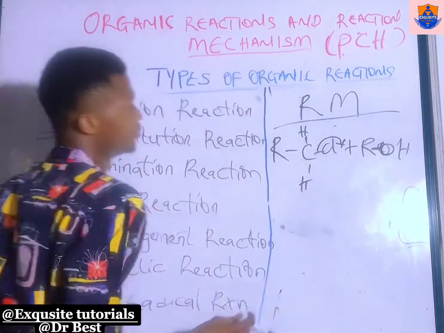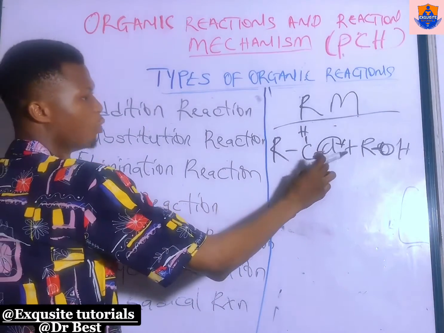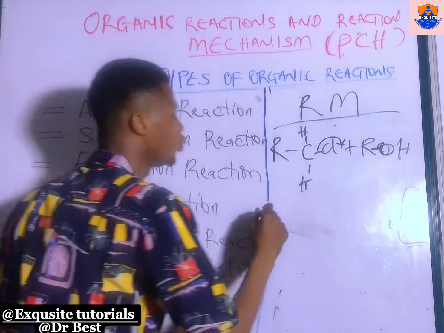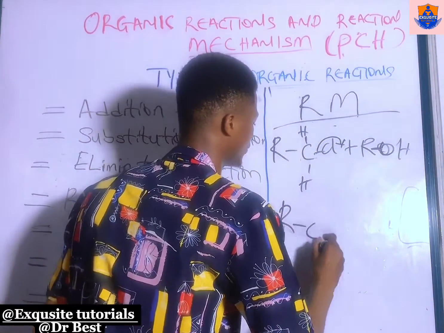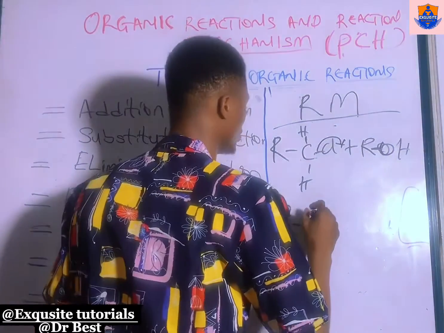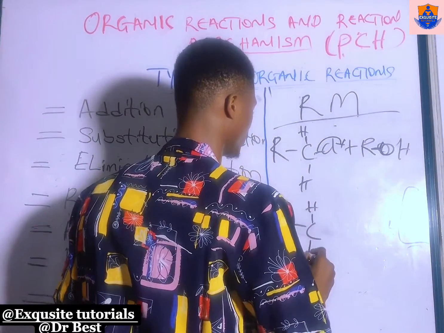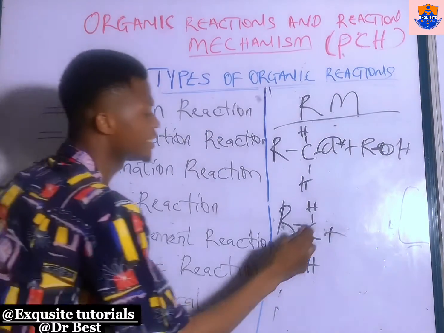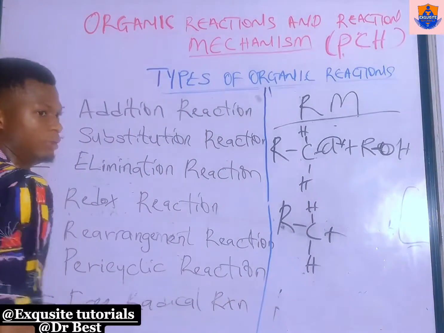The electrons that form this bond between chlorine and carbon are going to leave to give you something like this. We are already on the reaction mechanism. Something like this. Now, this is a carbocation.